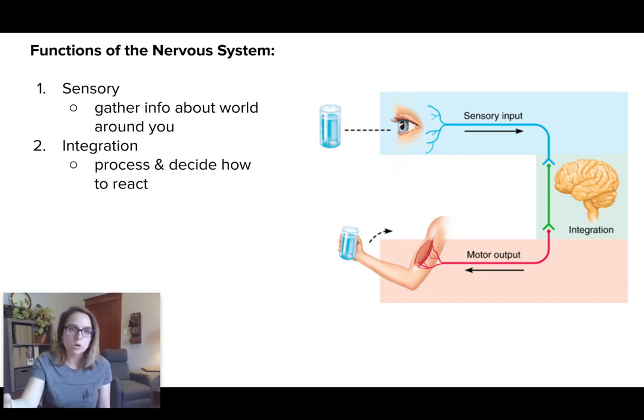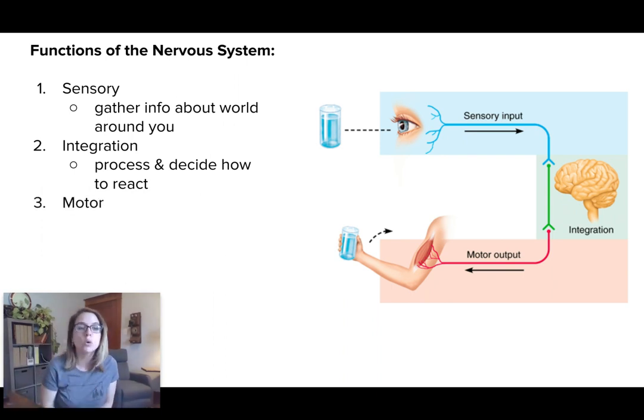You stub your toe. That pain signal gets sent to your brain. Do you jump up and down? Do you hold your foot? Do you retreat your foot back? What sort of things do you do based on that sensory input that you just got? That's the second function. And the third function of the nervous system is your motor response. So you decided to go get a glass of water.